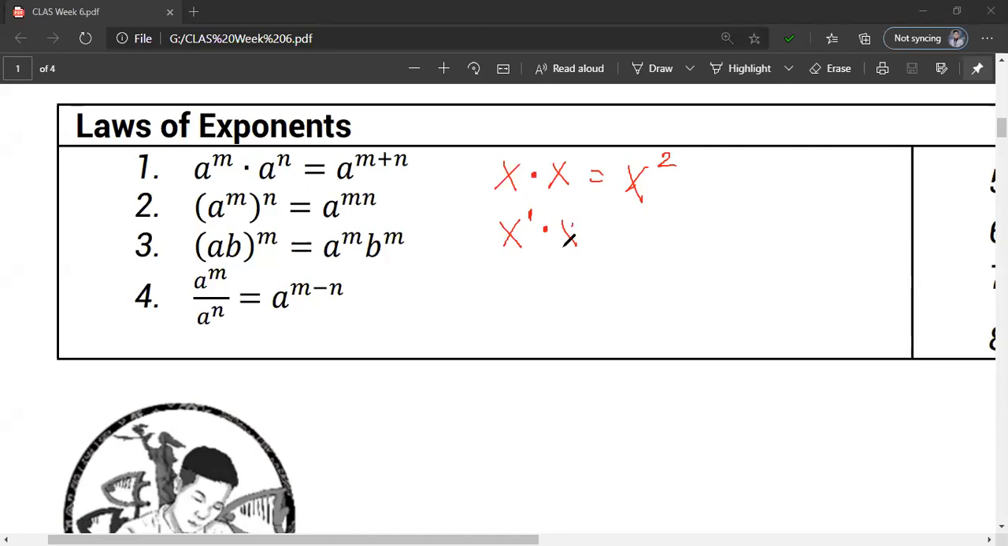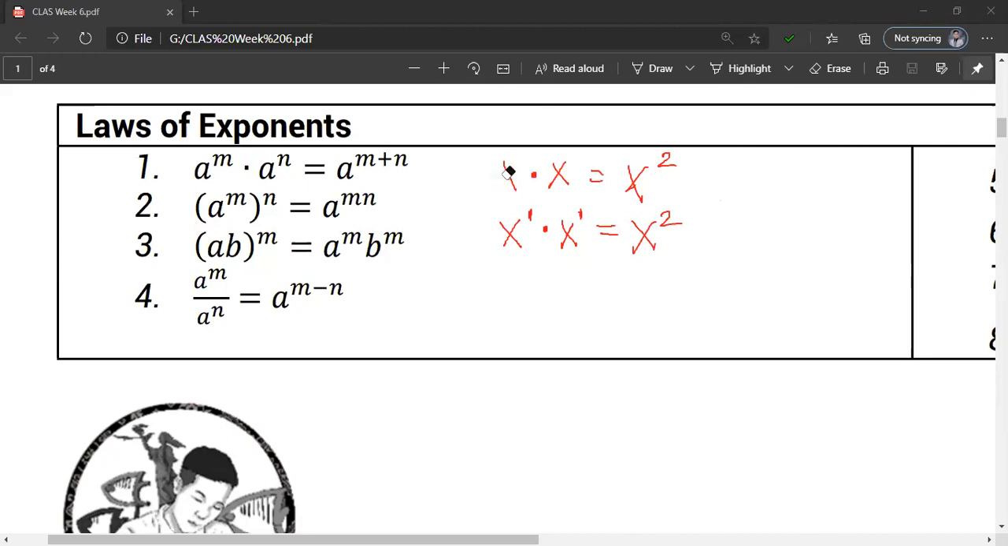So dito, we have x raised to 1 times x raised to 1. Katulad ng sinabi ko sa law number 1, if pareho ang base, so parehong x, all we have to do when they are multiplied is to add the exponent. So 1 plus 1 is equal to 2. Kaya siya x squared. Okay?